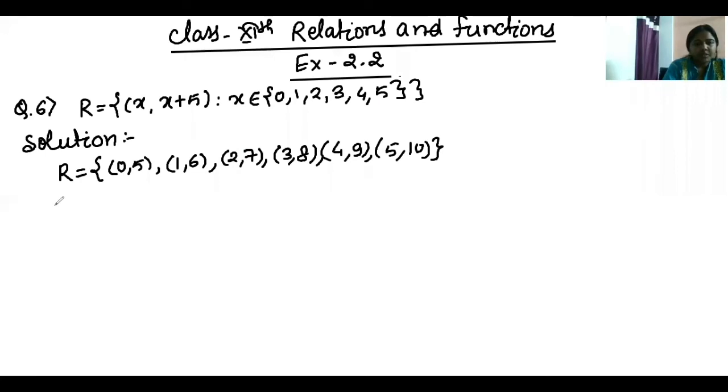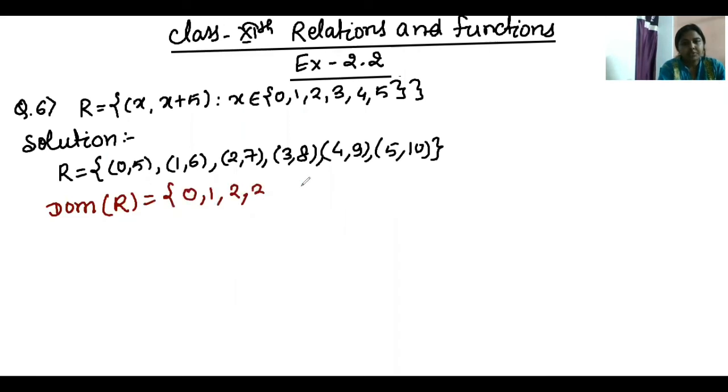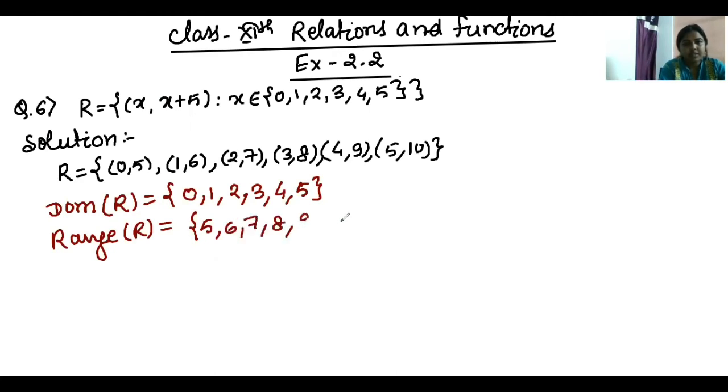Then we have to find the domain. So the domain of R is 0, 1, 2, 3, 4, 5. And the range also we have to find. So the range is the second coordinates of the ordered pairs of R. So 5, 6, 7, 8, 9 and 10. So this is our answer.